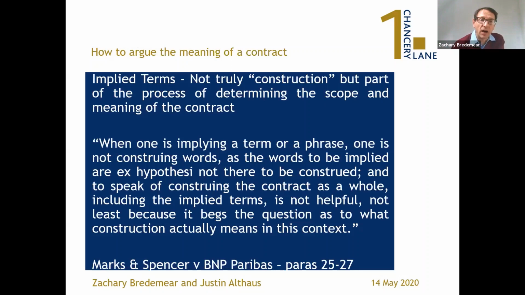A further way of arguing the meaning of the contract is to rely on some implied term. Now, strictly an implied term is not construction of the meaning of the words, but it is nevertheless part of the process of determining the scope and meaning of the contract. And what is said in Marks and Spencer and BNP Paribas is that different rules apply, and that you need to construe the contract as a whole, because until you've construed the contract as a whole, you can't decide whether an implied term is required.